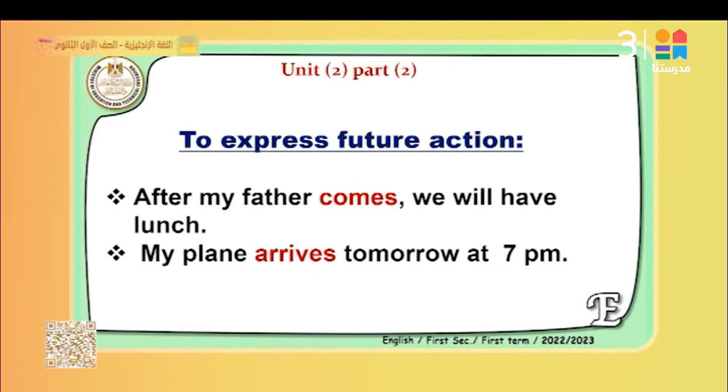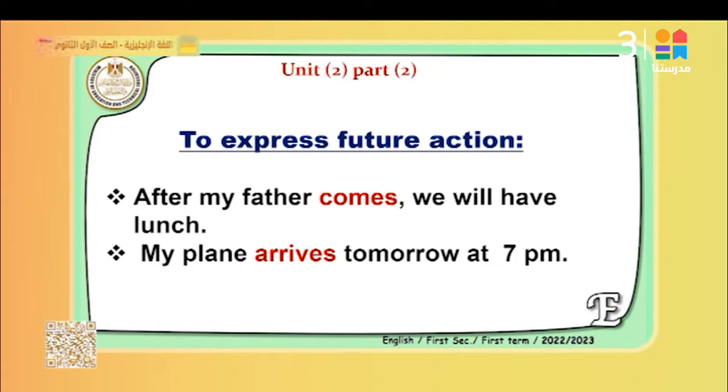Look at the other example. My plane arrives tomorrow at 7. Here I'm talking about tomorrow, about the future. But I used the present simple tense. My plane arrives. Why did I use the present simple? Because it's a timetable. It's something which is on a timetable. I know that my plane, it's something on the timetable that my plane will arrive at 7 p.m.